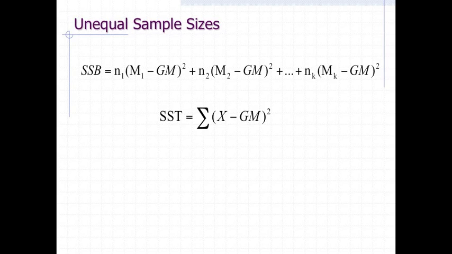If there are unequal sample sizes, use this formula to calculate the sum of squares condition, where n sub i is the sample size of the ith condition. SST is computed the same way shown previously.